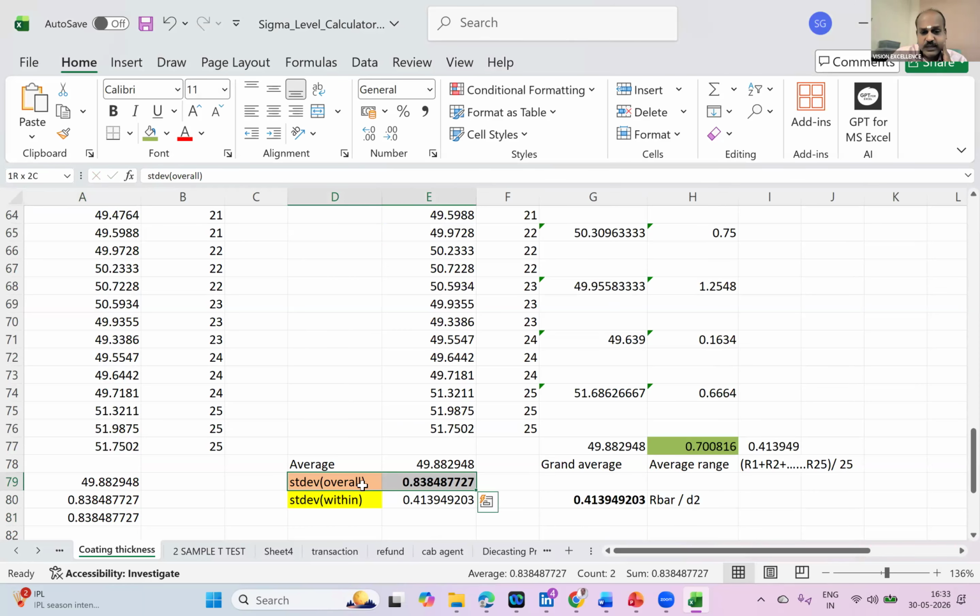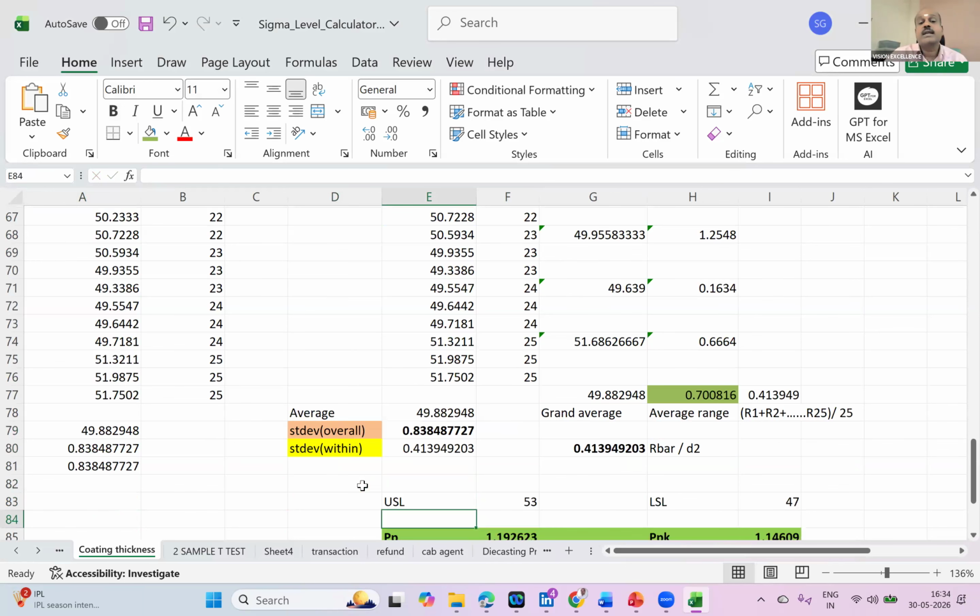Now, that overall standard deviation is made available here. Within standard deviation is made available here. If you make use of 0.4139 in your formula, it will deliver CP/CPK. If you use 0.8384 in your formula, it will deliver PP/PPK. Those delivered values are available here.